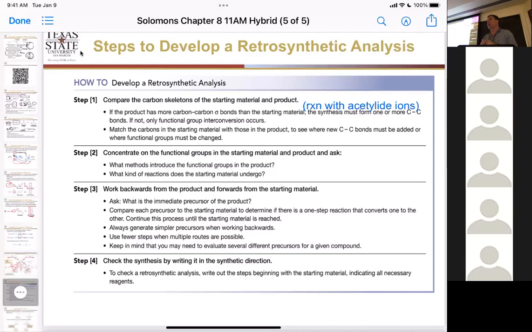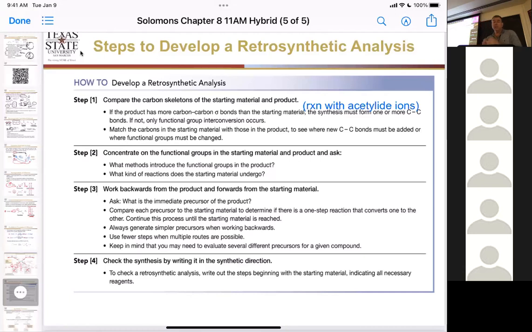Is the product bigger or smaller than the starting material? In this case, we're talking about synthesis, so we're going to try to add more carbons to our product than we have in our starting material. So if the product has more carbon-carbon pi bonds than the starting material, then you must have one or more carbon-carbon bond forming steps. So think of acetylide ions or some other nucleophile.